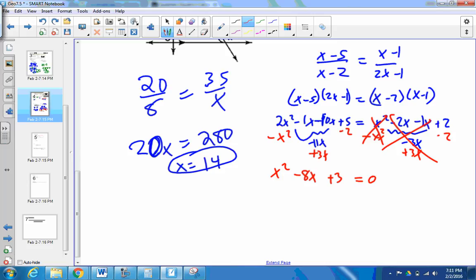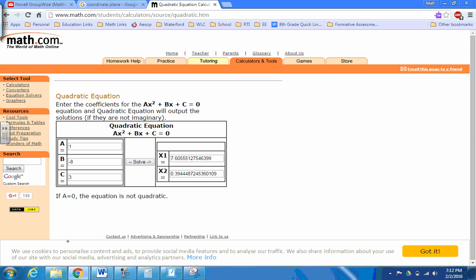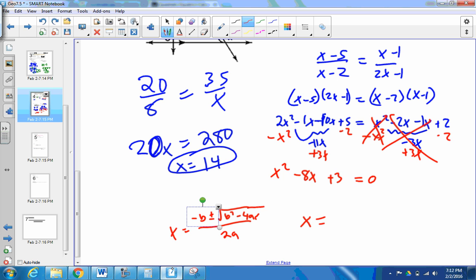which again is x equals minus b plus or minus the square root of b squared minus 4ac, all over 2a, where a would be the number in front of the x squared, b would be the number in front of the x, and c would be the number at the end. So we plug in 1, -8, and 3. You are going to get decimals though, and I'll tell you right now, x is going to be approximately 7.6 and 0.39, not pretty numbers.